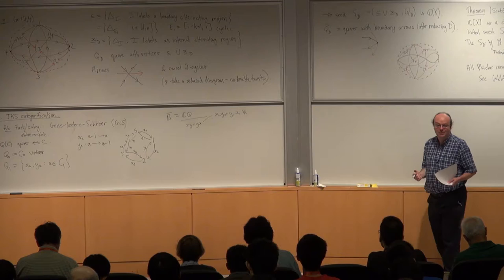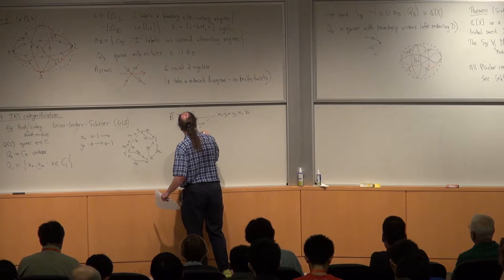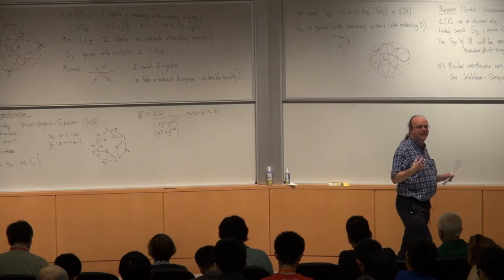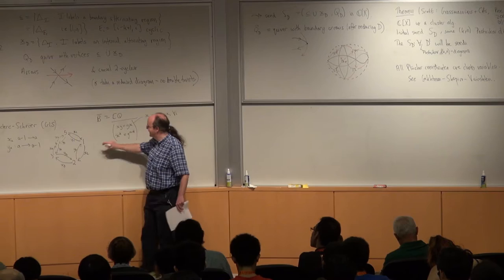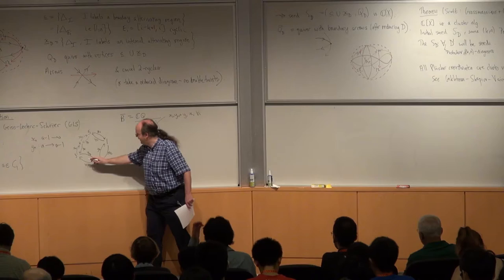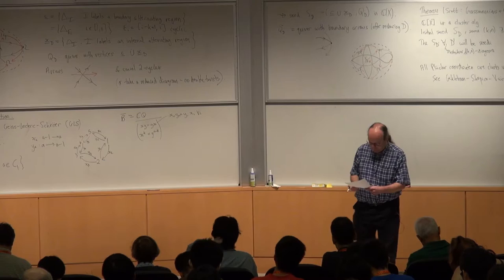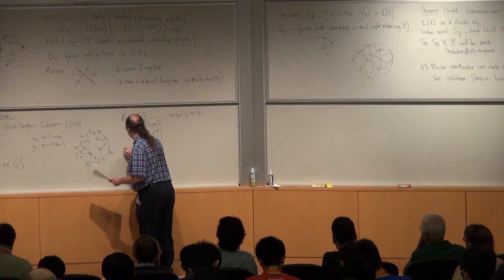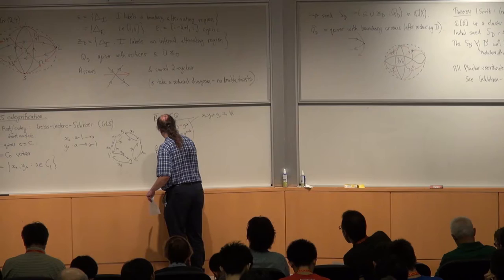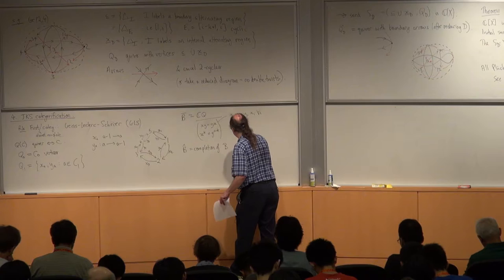And they've added an extra relation written in the same kind of way, x^k = y^{n-k}. This just means taking k x's starting from any given vertex, and that's the same as going around the other way with the y's. Then they also consider B hat, which is the completion of B with respect to the arrow ideal of B bar.